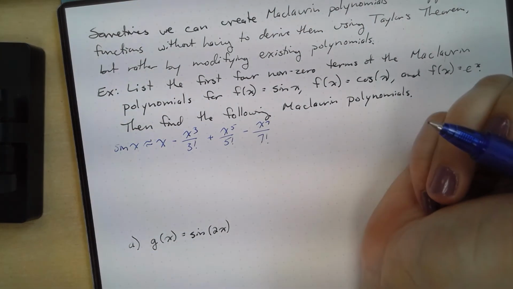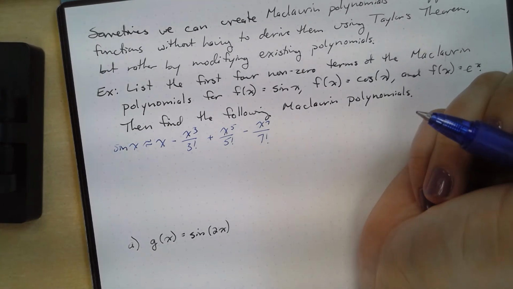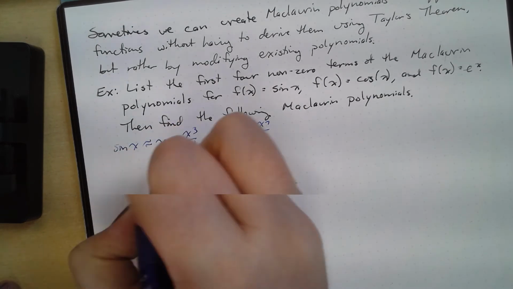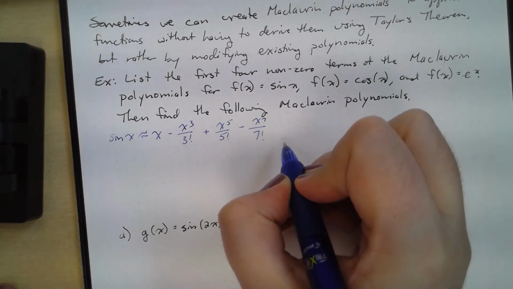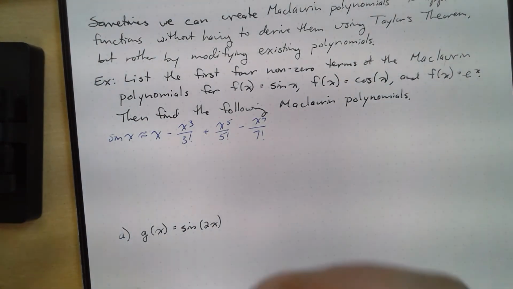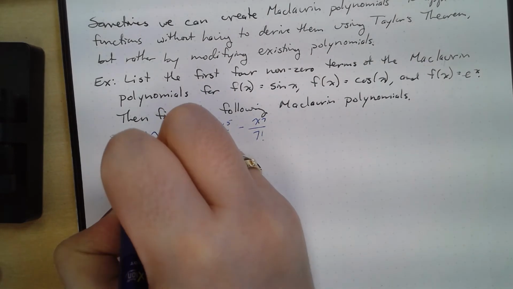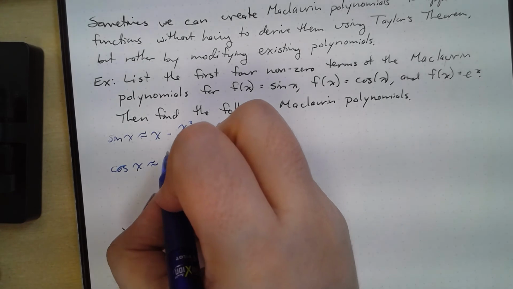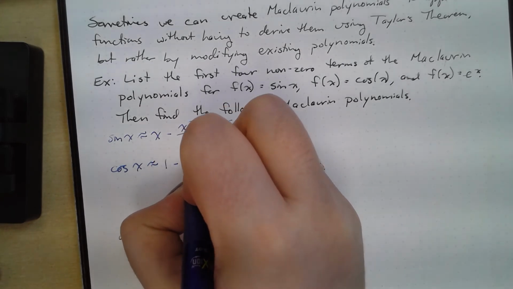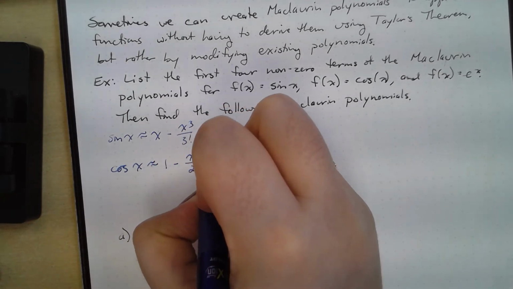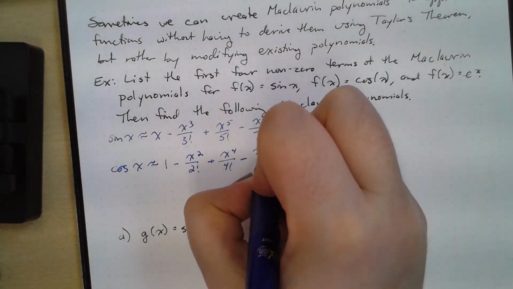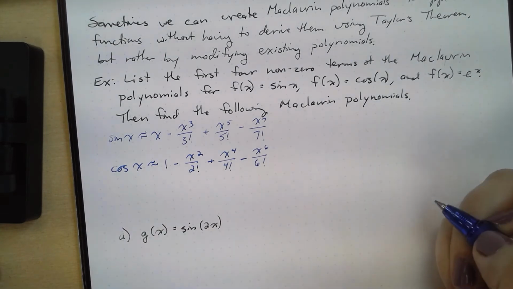Okay? And cosine is just going to be the derivative of sine. I think you can probably hopefully kind of see that it's going to just fill in those gaps there, right? Sine fills in the gaps of cosine, and vice versa. So cosine of x is approximately 1 minus x squared over 2 factorial plus x to the 4th over 4 factorial minus x to the 6th over 6 factorial. All right?